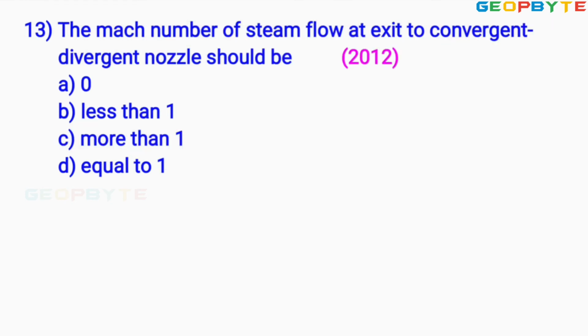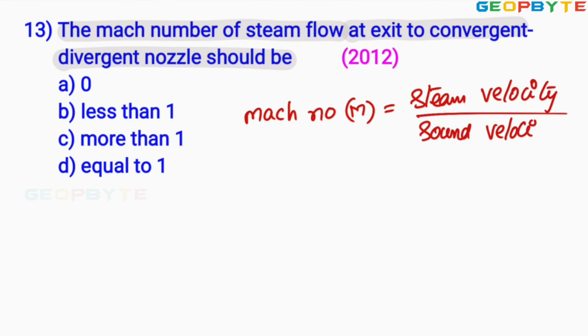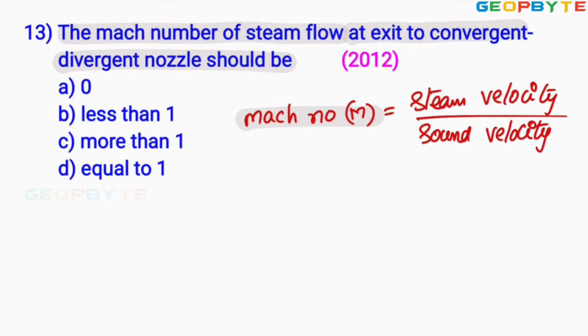Look at the 13th problem. The Mach number of the steam flow at exit of the convergent divergent nozzle will be. First, let me define the Mach number. Mach number, denoted by M, equals steam velocity divided by sound velocity. Steam velocity divided by sound velocity is the Mach number for steam flow through the nozzle. It is given for a convergent divergent nozzle.